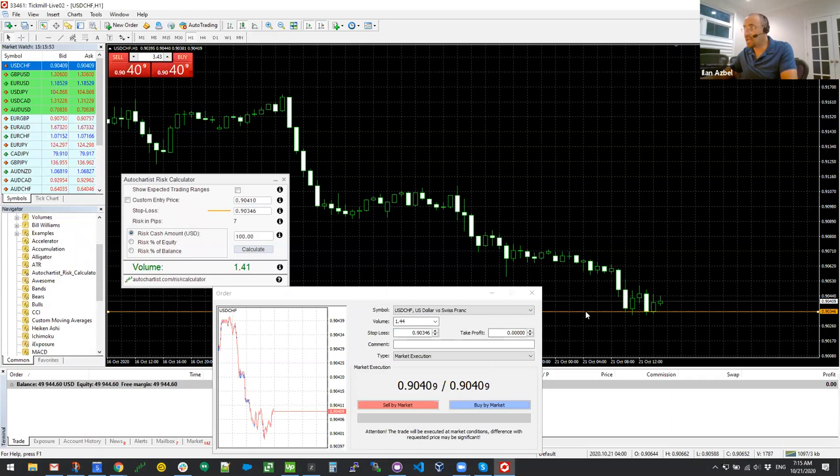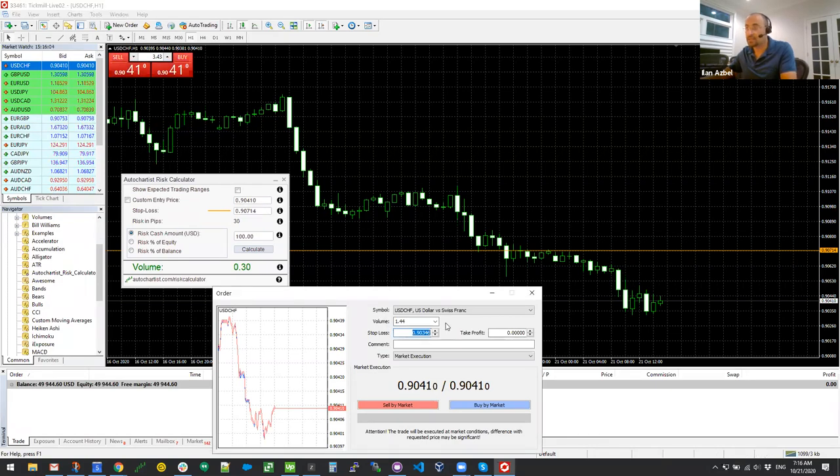Okay, let's look at it the other way around. Let's say I want to go short and I want to set my stop loss up here at this level, at 0.9071. What position do I need to set if I want to go short? Notice how my volume has changed, because obviously the size of my stop loss from the current market price has changed dramatically. It's up to 30 pips instead of 6 pips. And so it's telling me to set my volume to be 0.3. I hope we're all together on this, right? So the risk calculator is actually telling me what the volume should be.